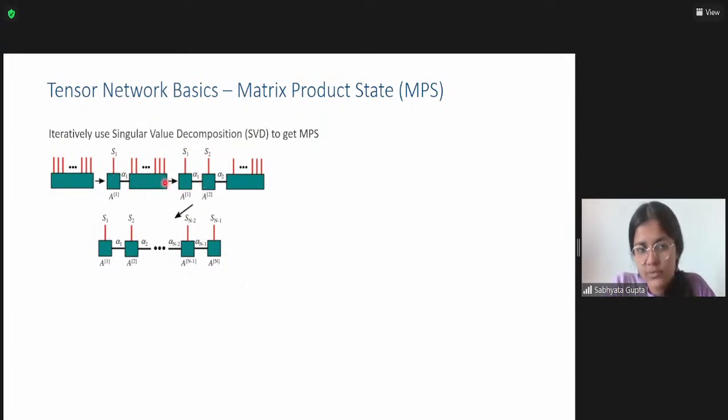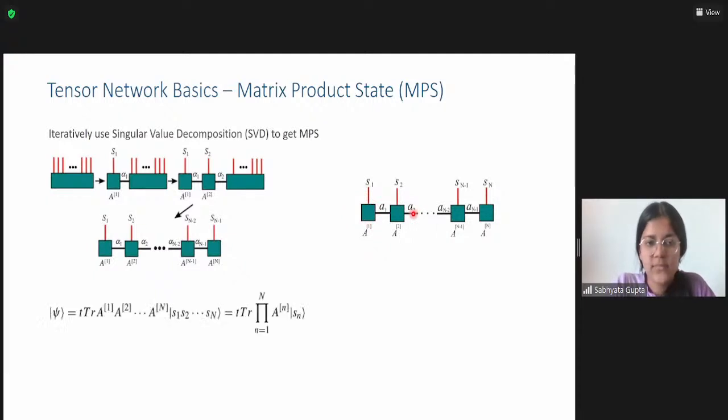And if you repeat this process with the bigger block, you ultimately end up with a state which looks something like this, which consists of n open legs and a structure like this. Mathematically, it can be represented like this, and here, these are complex matrices. That's where the name matrix product state arises from.